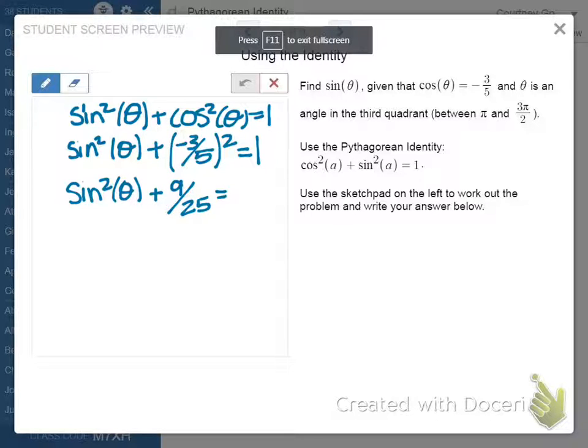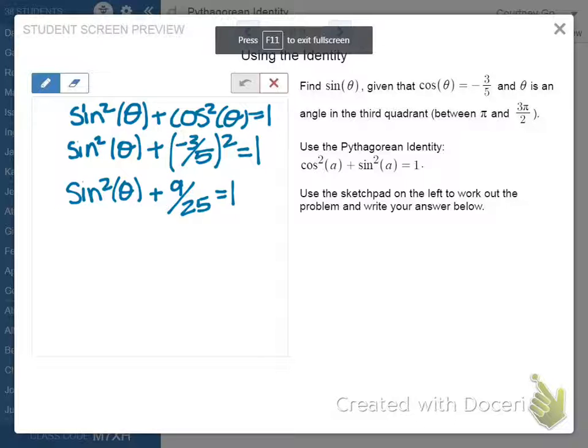Okay, when I square 3/5, 3 squared is 9, and then 5 squared is 25. Remember the negative part here. If I'm squaring a negative, it turns into a positive, right? Negative 3 squared is just positive 9. So I have 9 over 25, and that's going to be equal to 1.